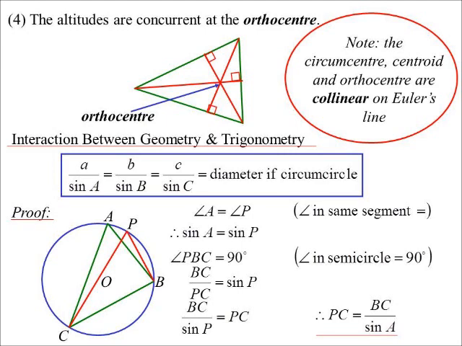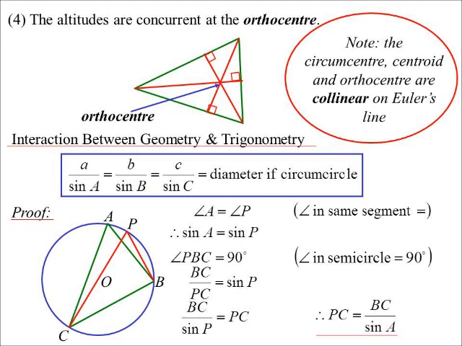Now, of course, I could have done that with any of the sides, so therefore it's equal to b on sine B is equal to c on sine C. By the way, an interesting fact about the circumcentre, the centroid, and the orthocentre: those three points will always be collinear. It might be a fact that we never end up using, but you never know.